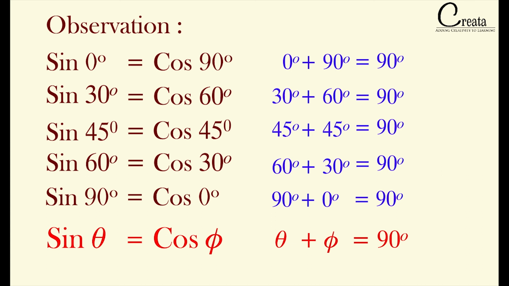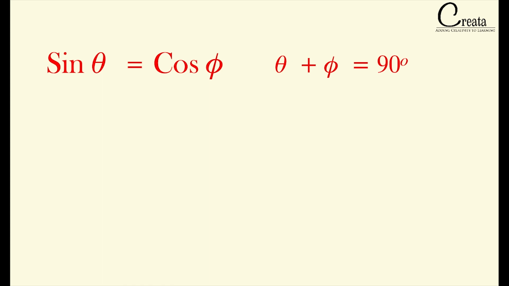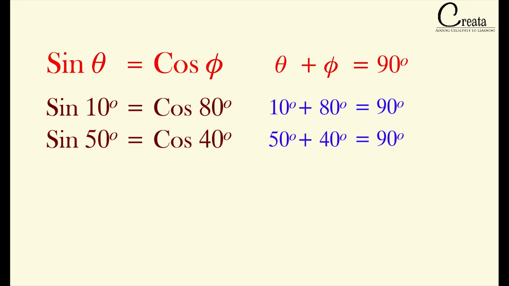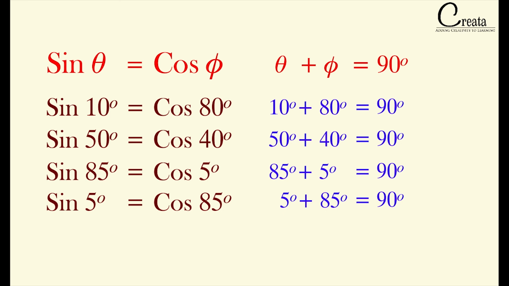This observation or formula is not specific to these angles only. It is for any angles, just the sum of the angles has to be equal to 90 degree. Like we can say sine 10 degree is equal to cos 80 degree because 10 plus 80 is equal to 90. You can say sine 50 is equal to cos 40 degree as 50 plus 40 is 90, or sine 85 is equal to cos 5, or vice versa, sine 5 is equal to cos 85. Anything, just the sum of two angles should be equal to 90 degree.